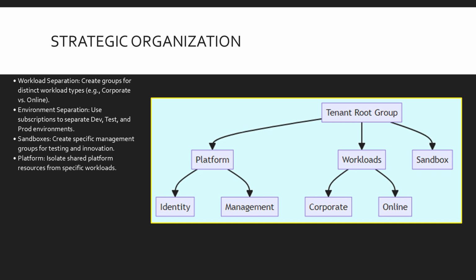This tree shows a strategic layout. The tenant root group branches into 3 main areas: platform, workloads, and sandbox. The workloads branch further splits into corporate and online, allowing different security policies for internal versus external apps. The platform branch holds shared services like identity and management, isolating them from general workload risks.